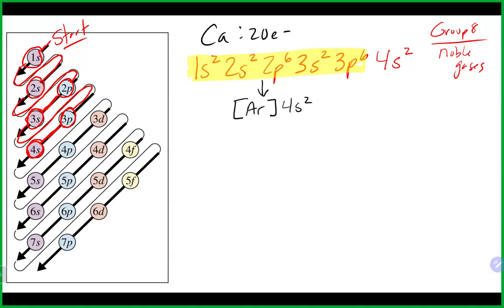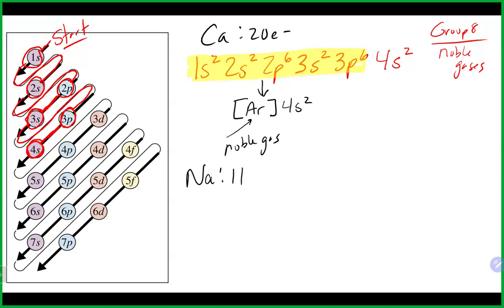I'm going to shorthand it a little bit. But it's important to know that what needs to go in the bracket is always a noble gas. So it always has to be a noble gas that comes right before the element you're writing the electron configuration for. So wherever your element is, go backwards to group 8, and whatever noble gas comes before it, you could shorthand it. So for example, if we did sodium, which is 11, right?